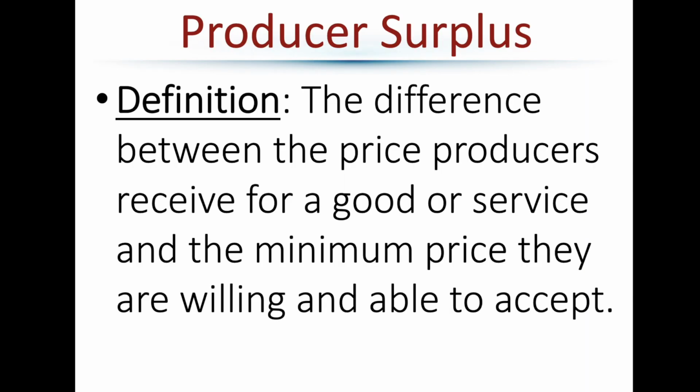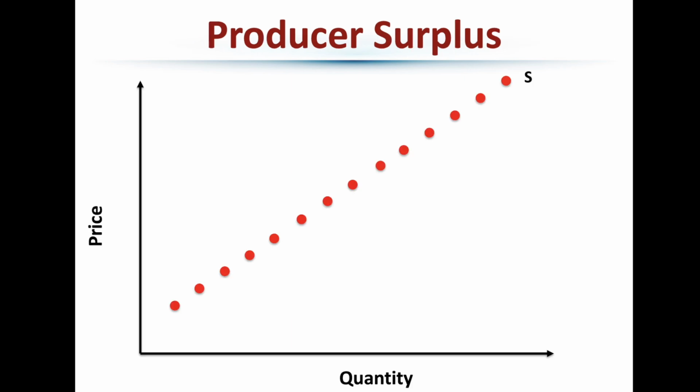Then there is producer surplus. That is essentially the measure of satisfaction of producers with the price. It is defined as the difference between the price that producers receive for a good or service and the minimum price they're willing and able to accept. So here we have the supply curve. You can see that the y-axis is the price, the x-axis is the quantity, and the upward sloping supply curve means that as the price goes up, producers are willing to supply more of this good.